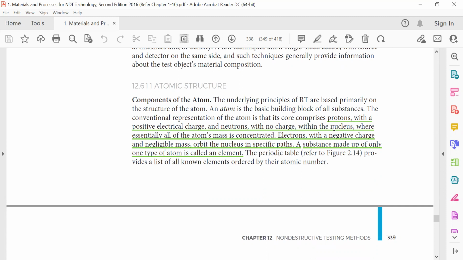Atomic structure. An atom's core comprises protons, with essentially all of the atom's mass concentrated there. Electrons, with negative charge and negligible mass, orbit the nucleus in specific paths. A substance made up of only one type of atom is called an element.